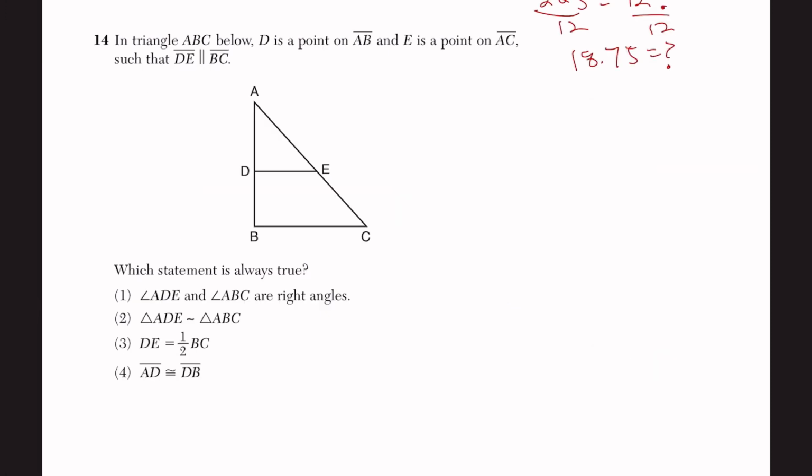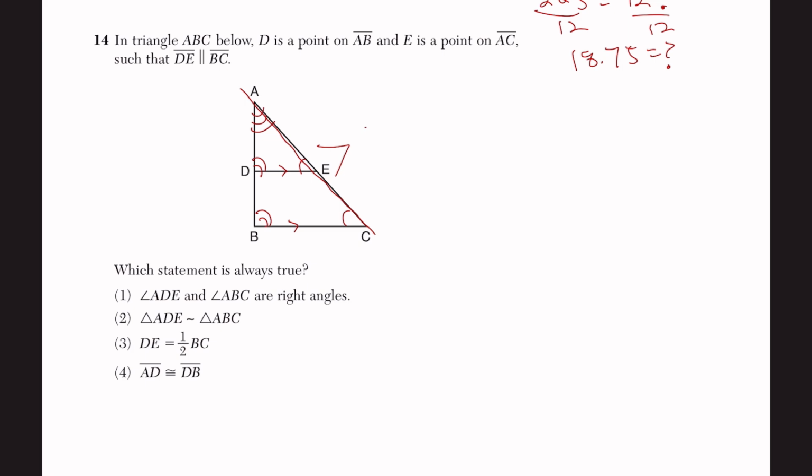Question 14. In triangle ABC below, D is a point on line AB and E is a point on line AC, such that DE is parallel to BC. Which statement is always true? So we know that DE is parallel to BC, which makes these 2 angles congruent to each other because they're going to be corresponding angles caused by this transversal right here. And the same applies for these 2 angles, and also A is just going to be A.